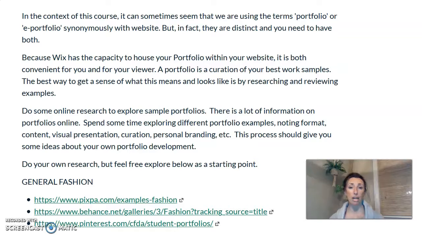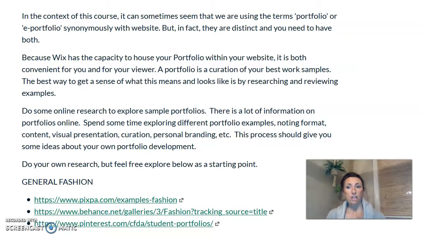Because Wix has the capacity to house your portfolio, it's just really convenient to have the portfolio housed within your personal website, right? It gets a little clunky to have to send two links to people to send them your website and your portfolio a different way. So to have everything under one roof makes best sense. So thinking about portfolio, you certainly at some point will absolutely want to have a portfolio featured on your website.